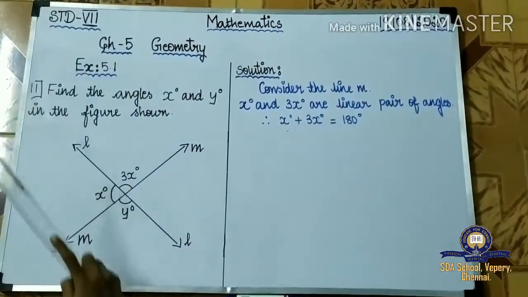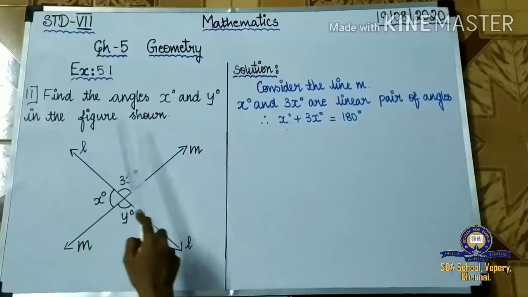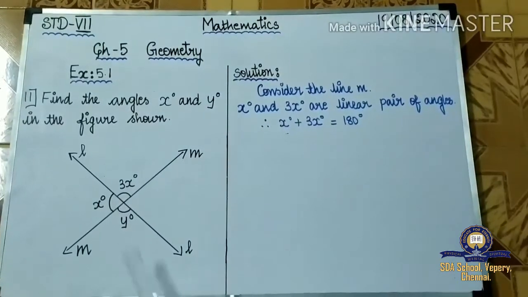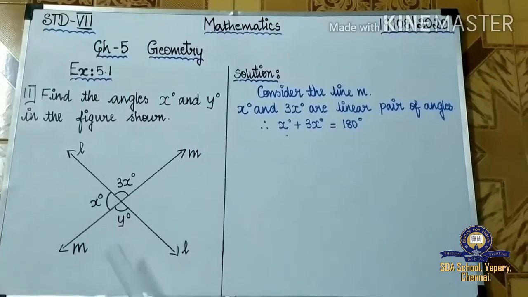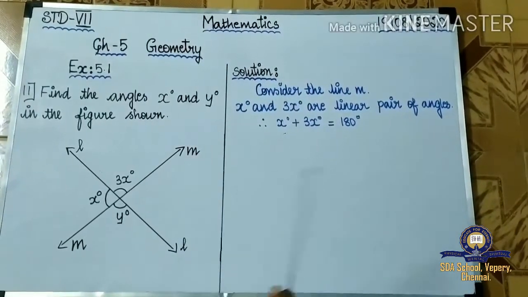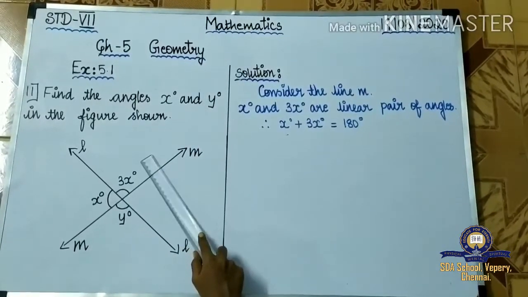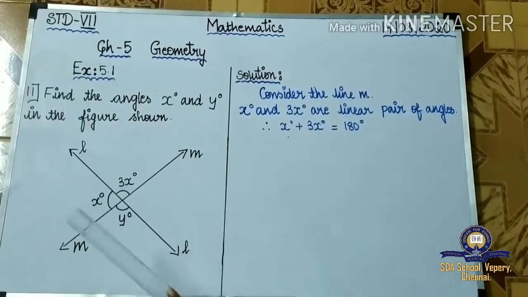Let's move on to our 11th sum. Find the angles x degree and y degree in the figure shown. See, this is a figure. We want to find the angles x and y. Let's move on to our solution. First we will consider the line M. See, this looks like a linear pair of angles, right? Only we will consider the M. This looks like a linear pair.